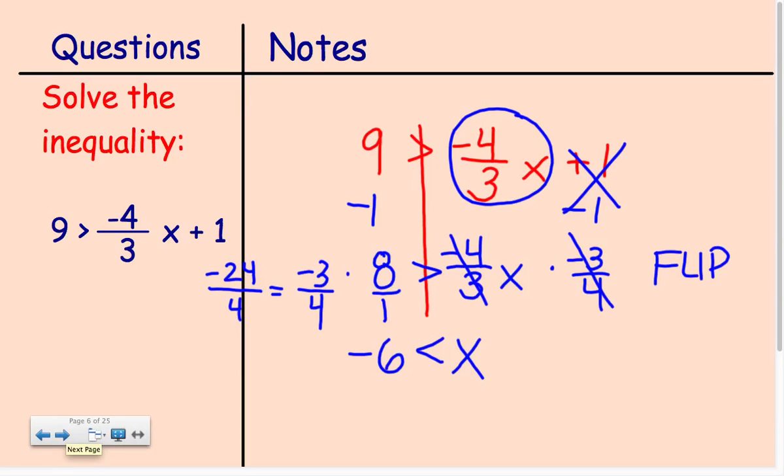Now you'll notice we have the variable on the right and we want it on the left. So I'll put the variable on the left, the negative 6 on the right. The Pac-Man mouth is eating the x, so the Pac-Man mouth needs to eat the x. x is greater than negative 6 is my answer.